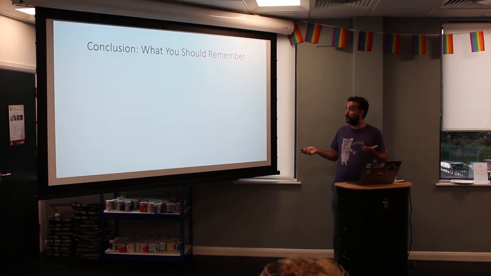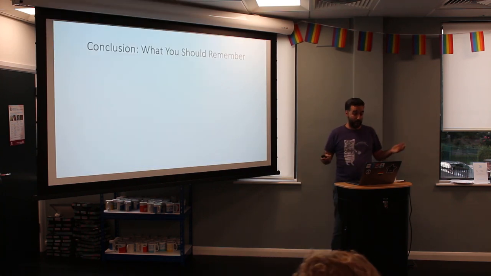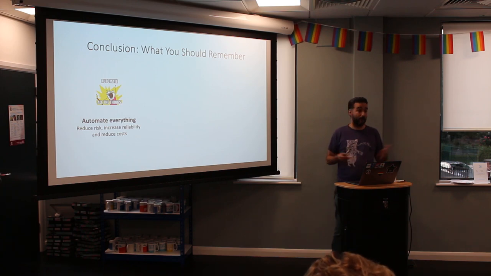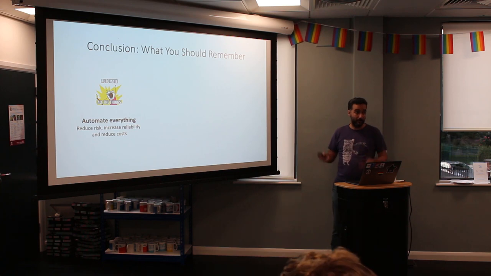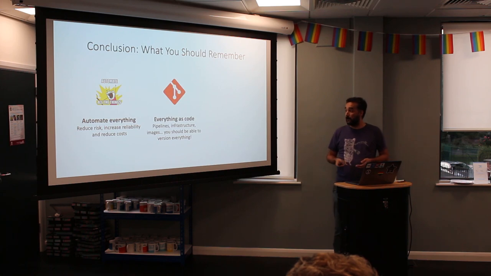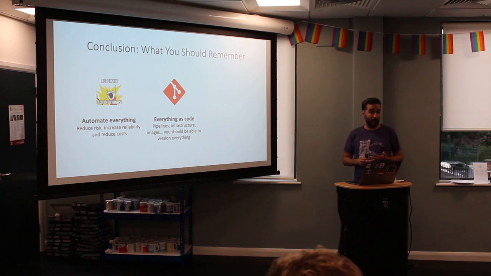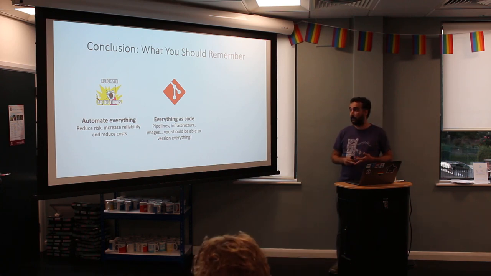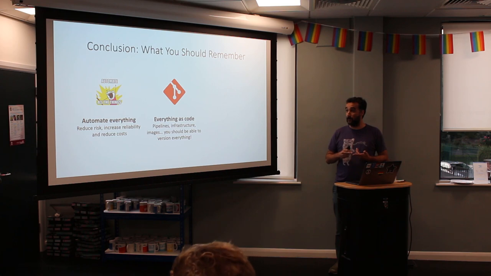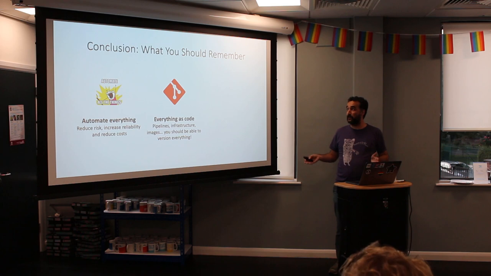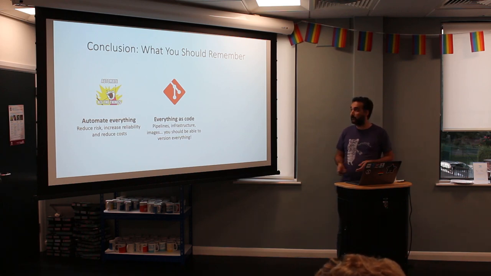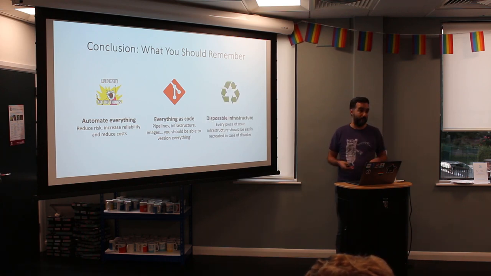So that's it. In conclusion, there are three things I would like you to remember. First, automate everything. You're going to reduce risk, increase reliability, reduce costs, etc. You can't go wrong automating. Second, make everything code, not just your infrastructure, but also your pipelines, your pipeline properties, and your images. We use Packer as well. Everything is versioned, so we can keep track of everything.